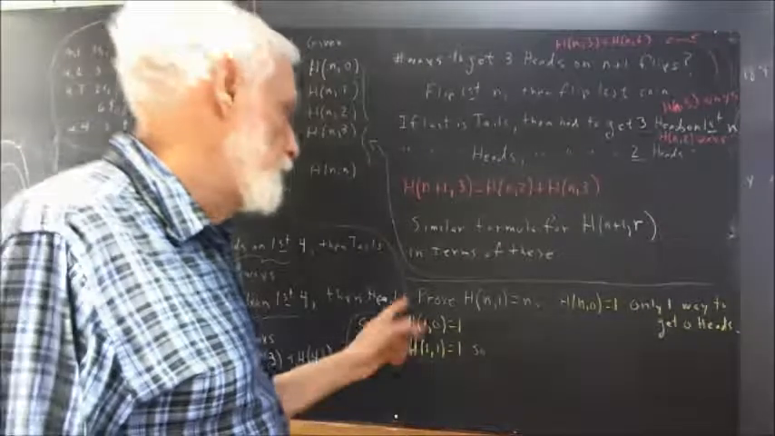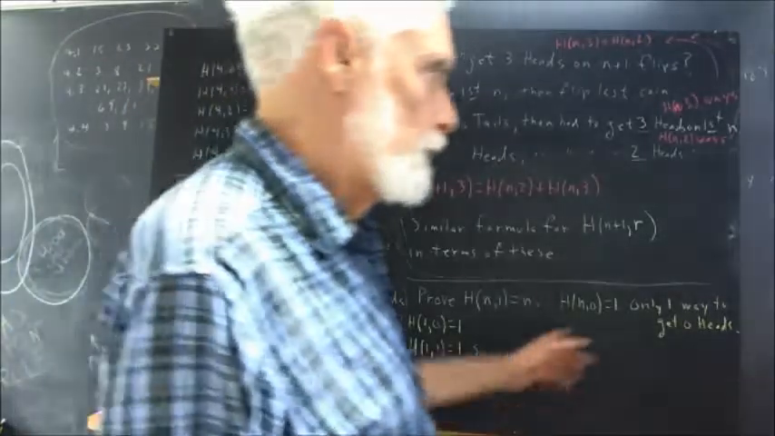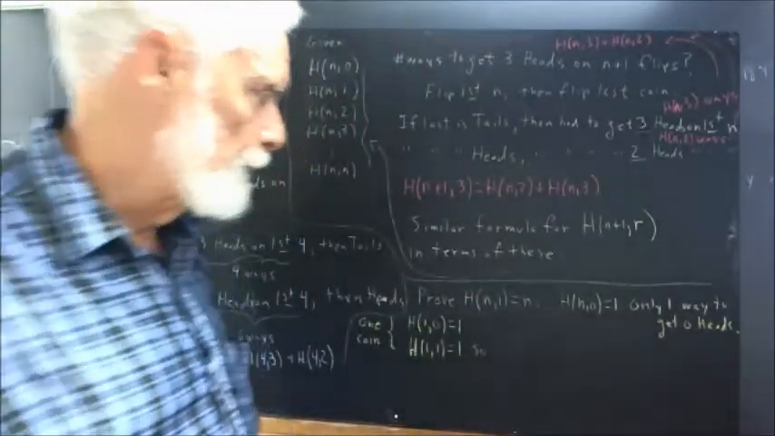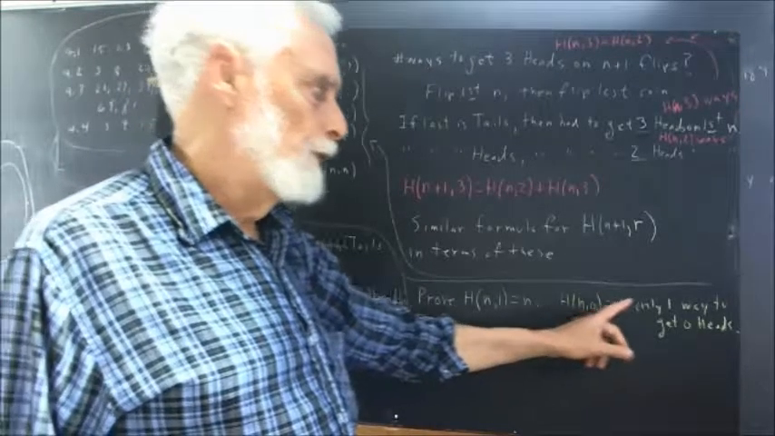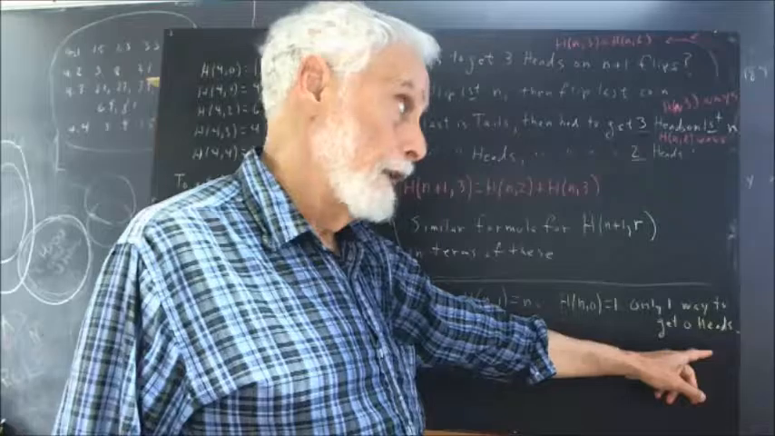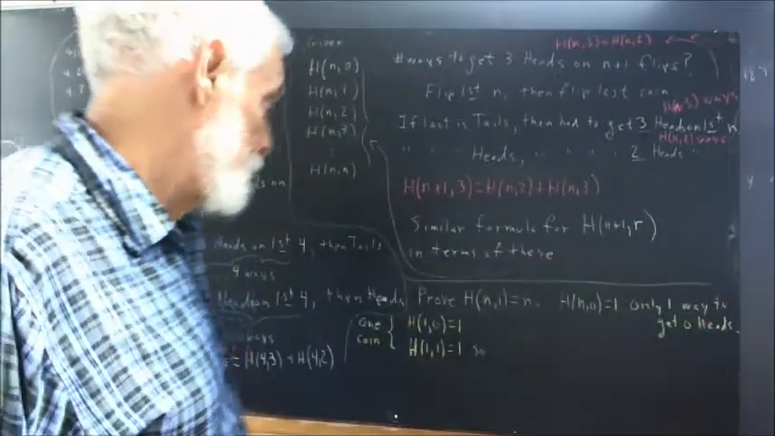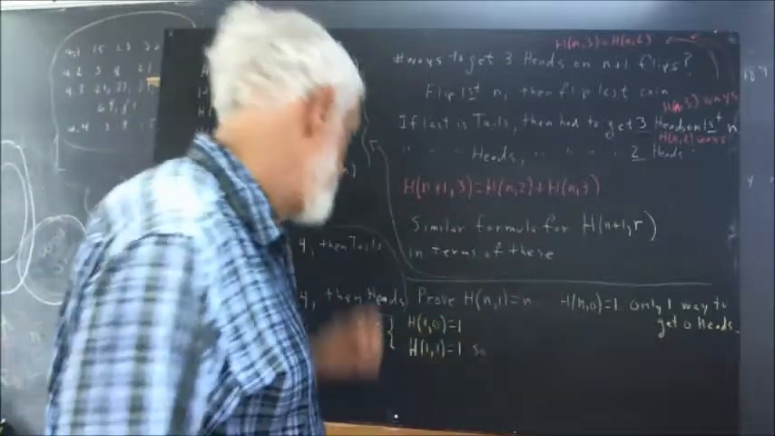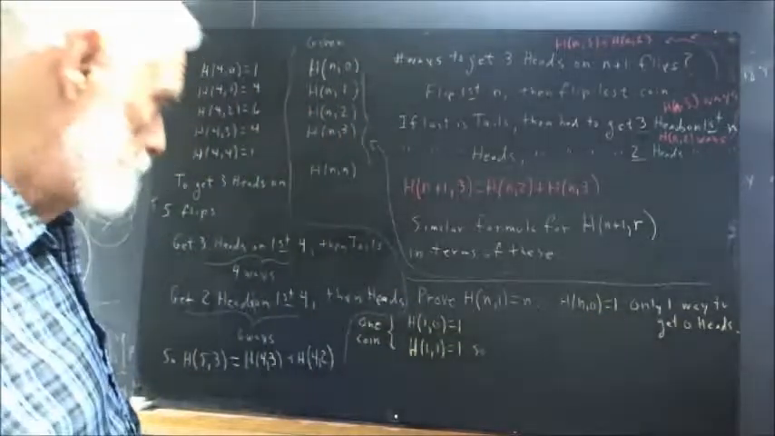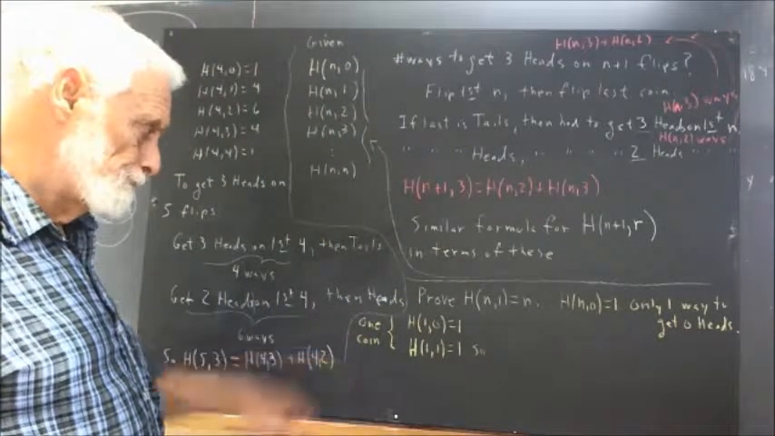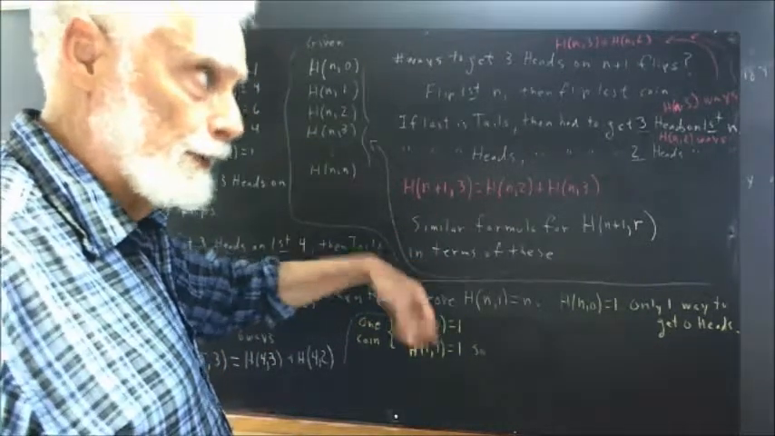Now we want to actually prove that h of n,1 equals n. Now we first observe, and we're going to accept this, that h of n,0 equals 1. No matter how many coins you flip, there's only 1 way to get 0 heads, and that is to get n tails. Okay? There's only 1 way that can happen. So if we got 1 coin, then we know that there's exactly 1 way to get no heads. That's to get a tail.